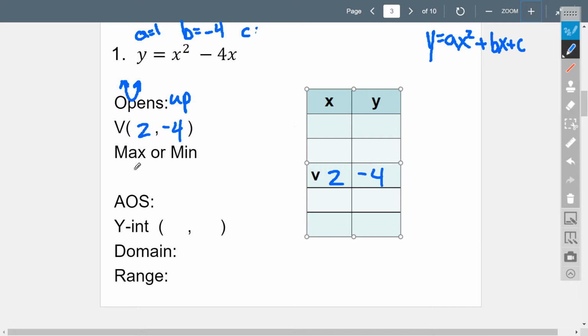Since this opens up and the vertex would be at the bottom, we have a minimum. The vertex represents a minimum, and the minimum is at negative 4.